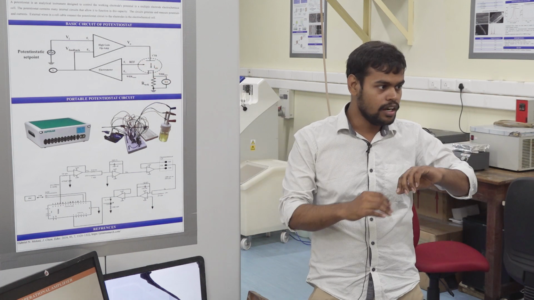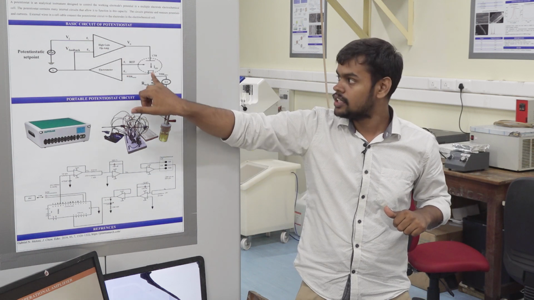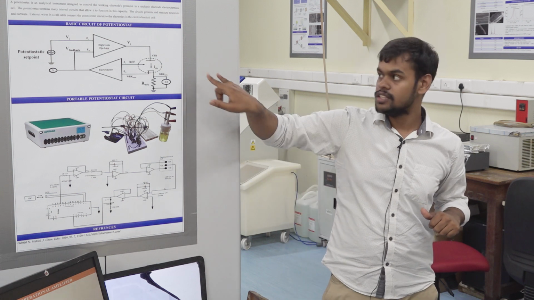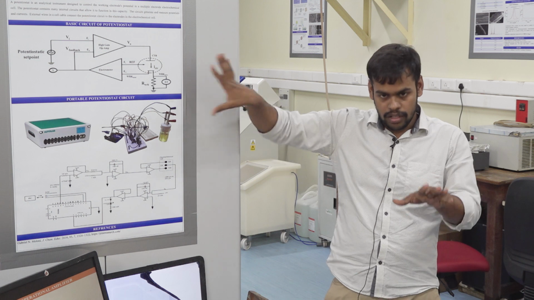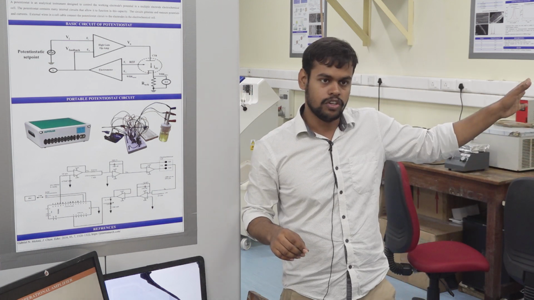Because it is an amplifier, it will increase and decrease in such a way that the feedback should be equal to Vi. Now, this is the basic circuit inside your potentiostat, coupled with other noise filters, analog to digital converter, and digital to analog converter. That will cost you 20 lakh rupees.